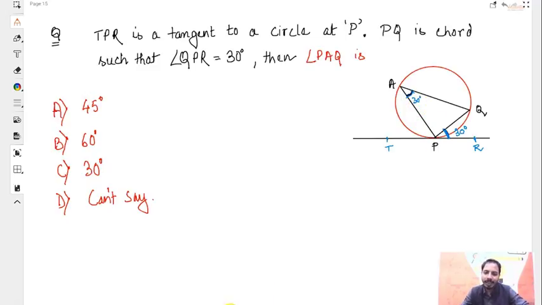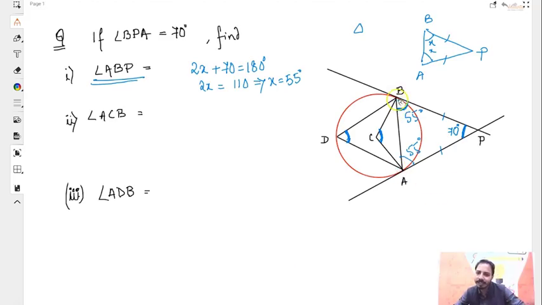So here I have a similar situation. See here, AB is a chord, and this is a tangent. So if this angle is 55, then the angle subtended on the circumference should be equal to 55. So that means ADB we got as 55.